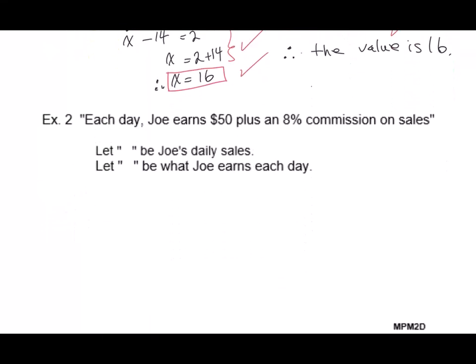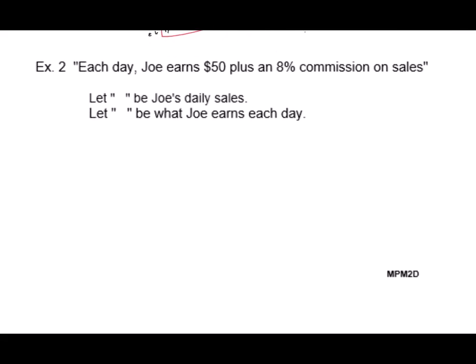Now, this next problem says, each day Joe earns $50 plus an 8% commission on sales. These introductory statements, these let statements, give us an idea of what we're looking for. So let's let X be the daily sales.